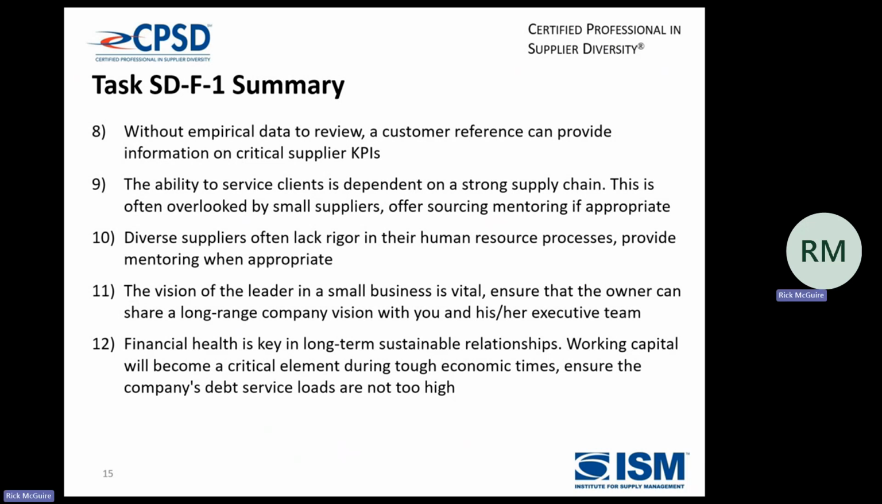Offer sourcing mentoring if appropriate. Diverse suppliers often lack rigor in their human resources processes. Provide mentoring when appropriate. The vision of the leader in a small business is vital. Ensure that the owner can share a long-range company vision with you and his or her executive team. If you get the chance to sit down with the team, do a Porter's Four Corners report. Financial health is key in long-term sustainable relationships. Working capital will become a critical element during tough economic times. Ensure the company's debt service loads are not too high and they have easy access to capital.